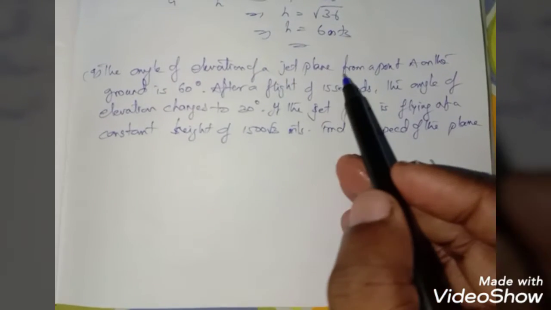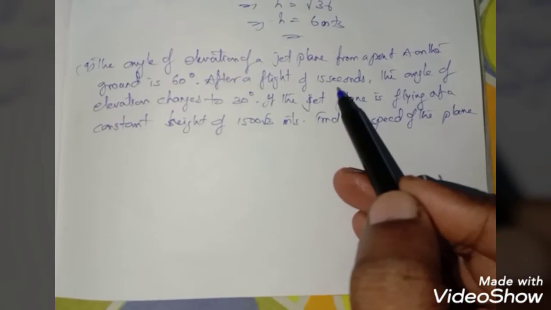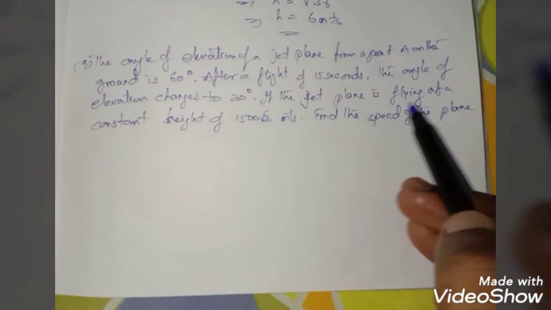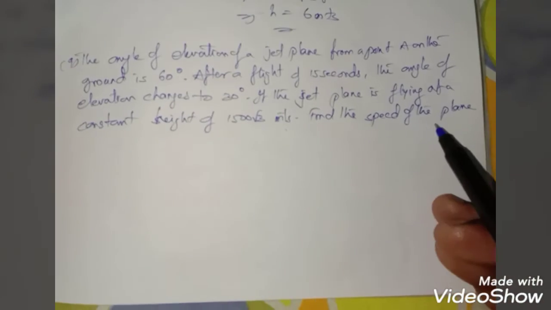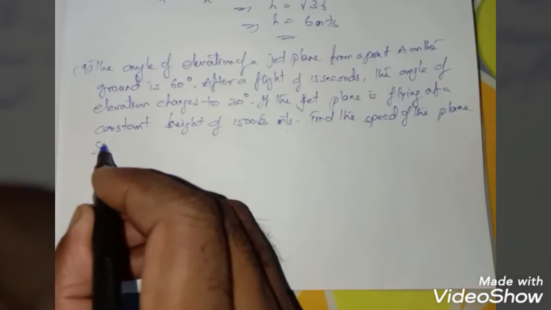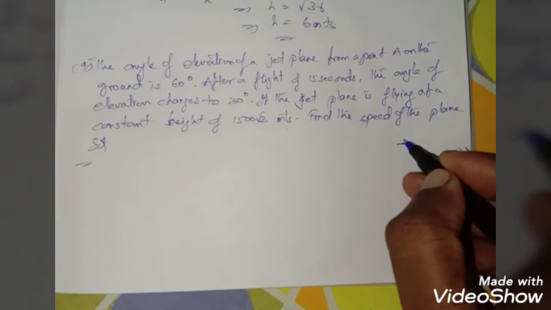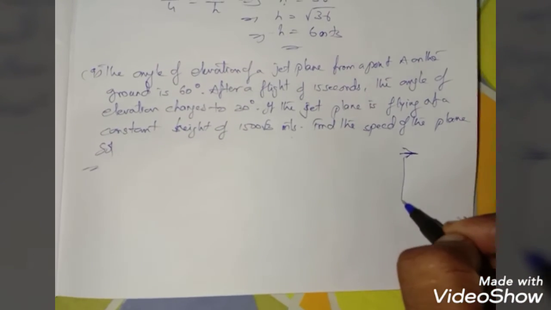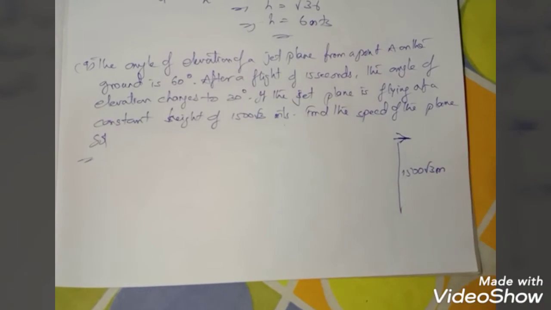Okay, now coming to our next question: the angle of elevation of a jet plane from a point A on the ground is 60 degrees. After a flight of 15 seconds, the angle of elevation changes to 30 degrees. If the jet plane is flying at a constant height of 1500 root 3 meters, find the speed of the plane. Right. So as per your problem, there is a jet plane which is flying in the air at a height of 1500 root 3 meters.